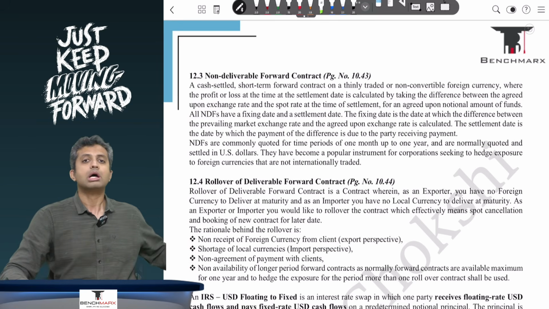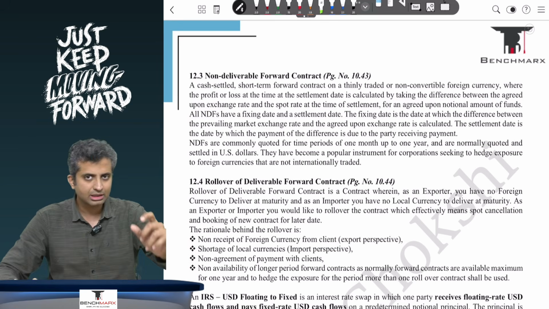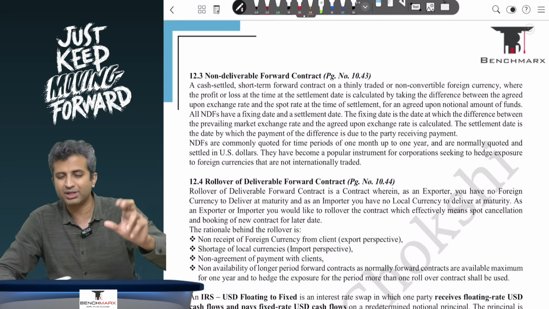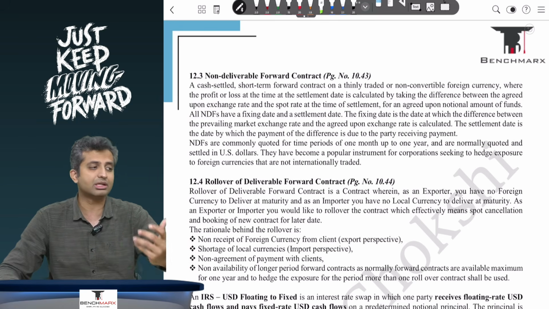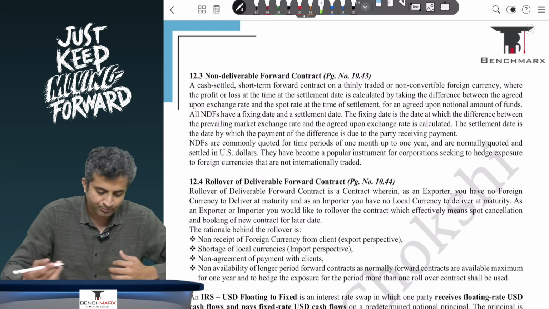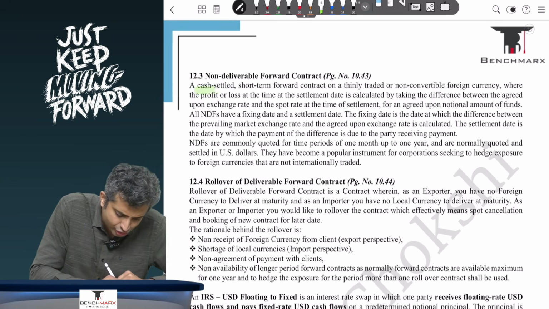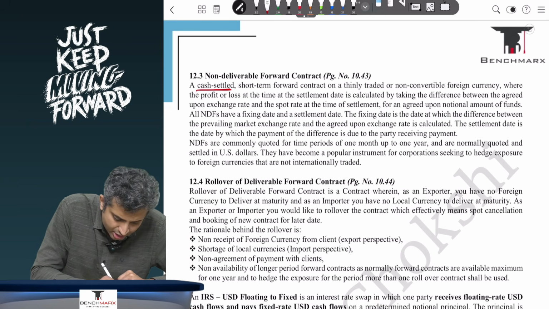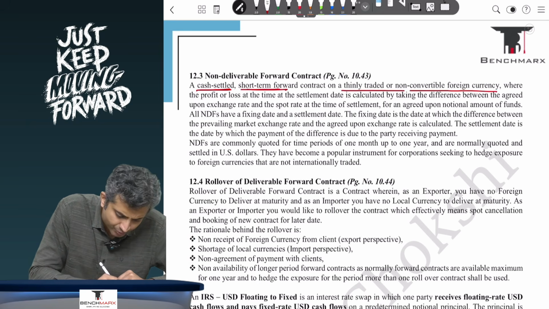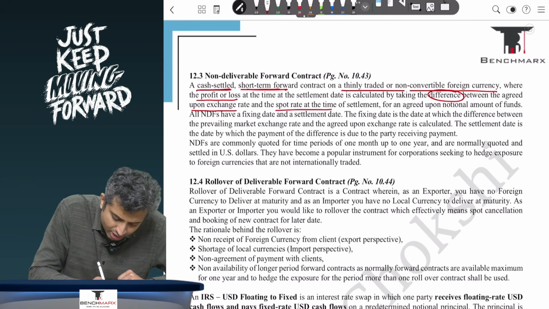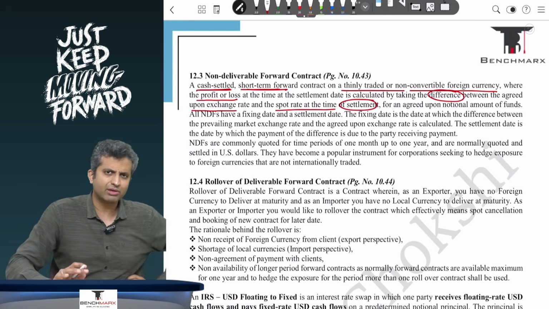In fact, due to so much fluctuation in the exchange market, RBI had, for a brief period, even banned non-deliverable contracts in India because they were resulting in additional speculation. So over here, a cash settled short-term forward contract on a thinly traded or non-convertible currency, where profit and loss is calculated by taking the difference between the agreed upon exchange rate and the spot rate at the time of settlement. This is a non-deliverable forward.